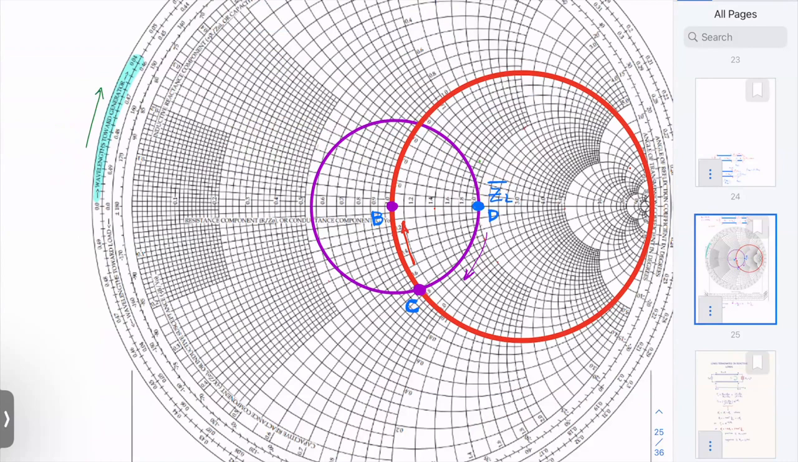Yes. Why do you think it's CC prime? Oh, okay, never mind. Because I don't have space to put two. Right? I only put one.